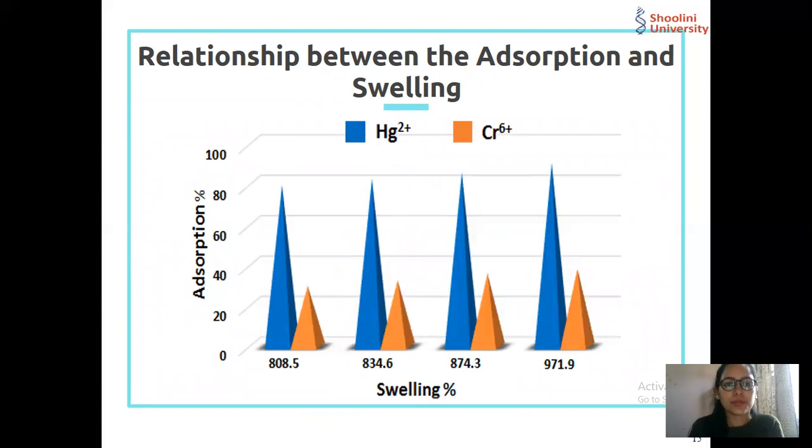This is the relationship between adsorption and swelling. As we can see in this graph, with the increase in swelling percentage, there is an increase in adsorption percentage, which means adsorption percentage is directly proportional to swelling percentage.